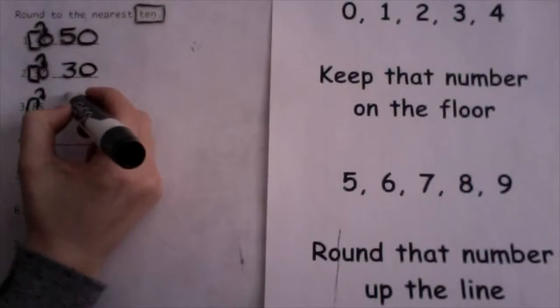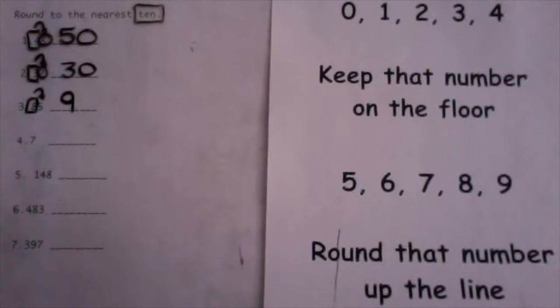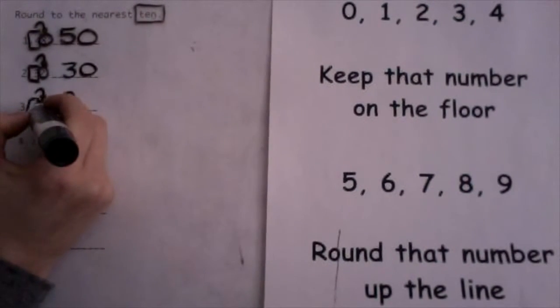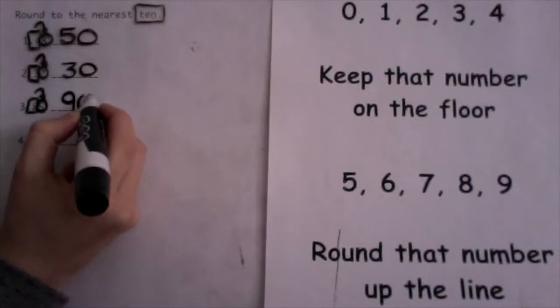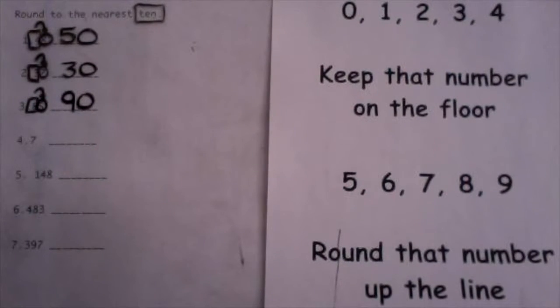So the number 8 is now going to change to a 9. And everything to the right of that number is going to change to a 0. So the number 85, rounded to the nearest 10, is 90.